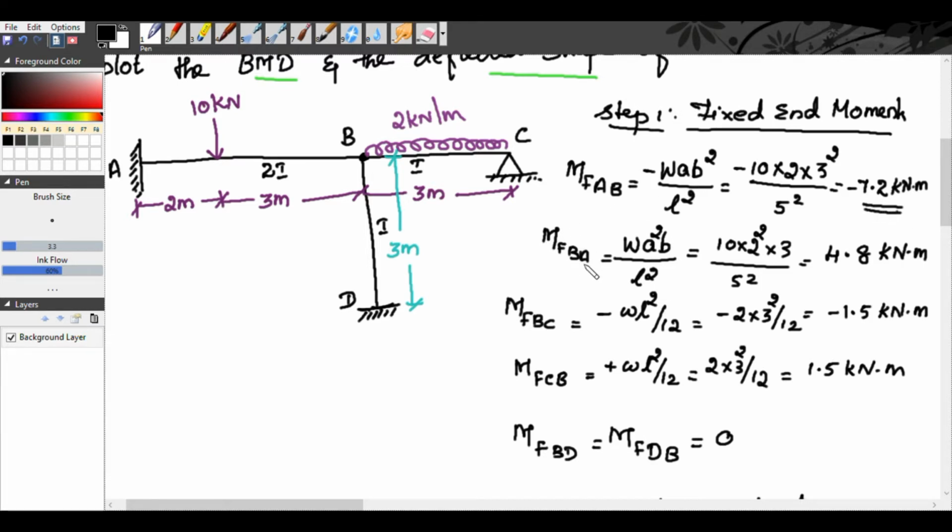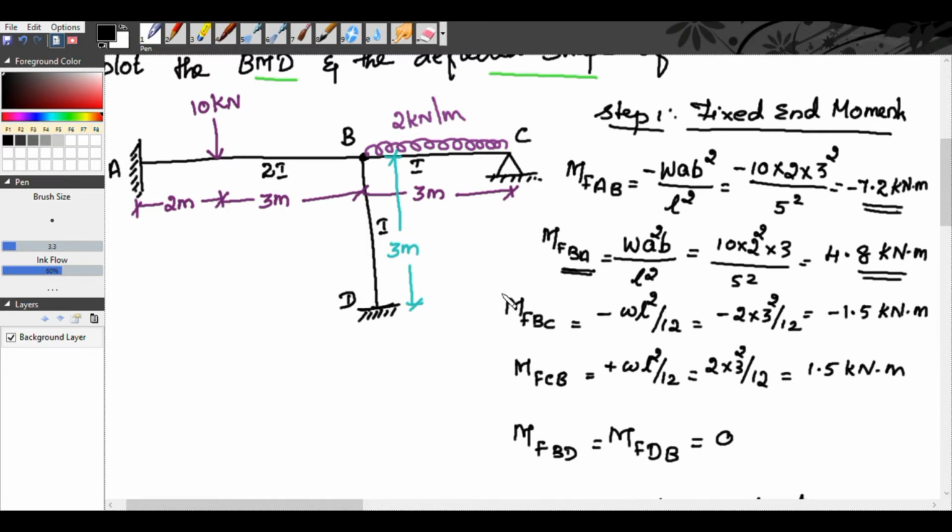Similarly, on the right support of the span AB, M of BA. The support is B, the far end is A. It is positive because the right of the span is positive, clockwise. So W a square b by L square, we get 10 into 2 square multiplied by 3 divided by 5 square. We get 4.8 kilonewton meter.